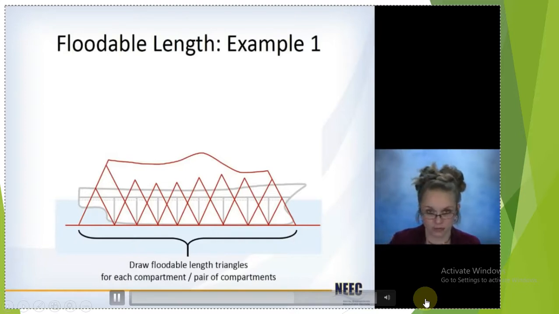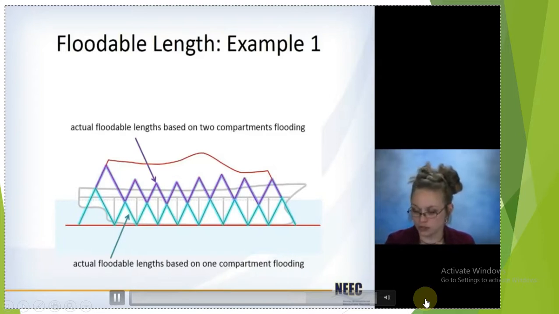And this is kind of a confusing diagram at first. Look at it a few times, come back and watch the video again if you need to. It will start to make sense. But what it really is, is floodable lengths for each of these compartments, and it's not continuous, sort of like the original one was, right? Because you restricted the flooding because of the bulkheads that you placed in there. So you draw the triangles for each compartment and each pair of compartments. And then you can trace over them.